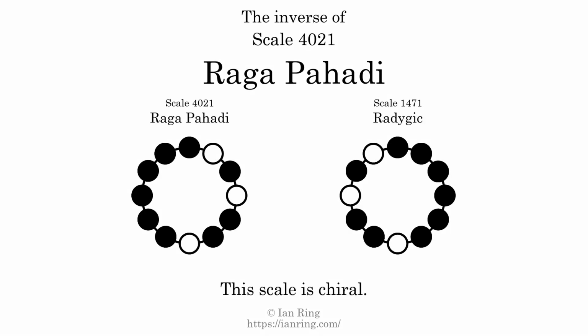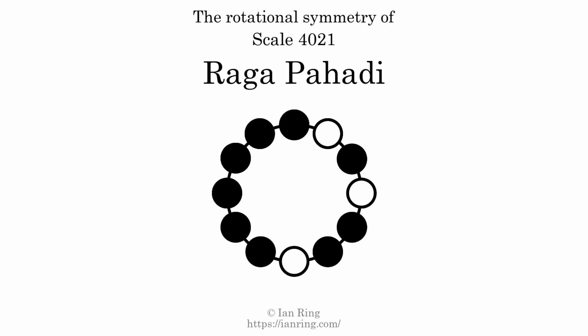The inverse of a scale is a mirror image. It is what you get when the sequence of intervals is reversed. The inverse of this scale is scale 1471, also known as Raga. This scale is chiral. It cannot transform into its inverse by rotational transformation. This scale has no rotational symmetry.